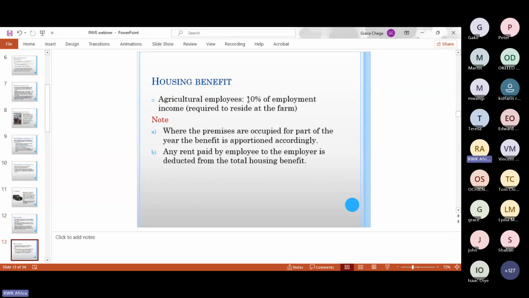So for agricultural employees, those employees who are working for these big agricultural farms, and you're required to reside in the farm, maybe there are no houses nearby, the amount that is chargeable to tax is 10% of the employment income. Note that where the premises are occupied for part of the year, the benefit is supposed to be apportioned accordingly. And in the case where there's rent that has been paid by the employee to the employer, this is deducted from the total housing benefit.